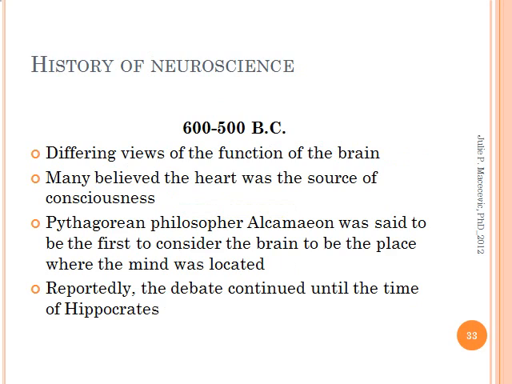Most of our modern concepts about philosophy and science originated with the ancient Greeks. Our knowledge of 600 to 500 BC suggests that ancient Greeks had differing views of the function of the brain. It's thought that the Pythagorean philosopher Alcmaeon was the first to suggest that the brain was where the mind was located, but that debate was long fought.